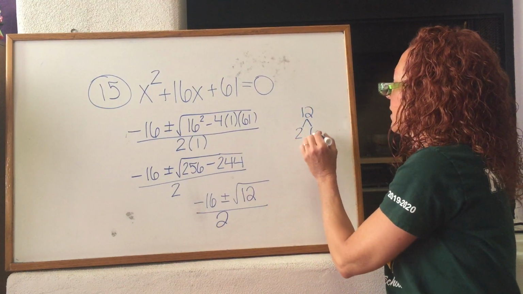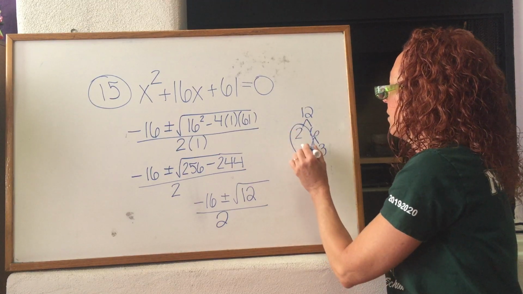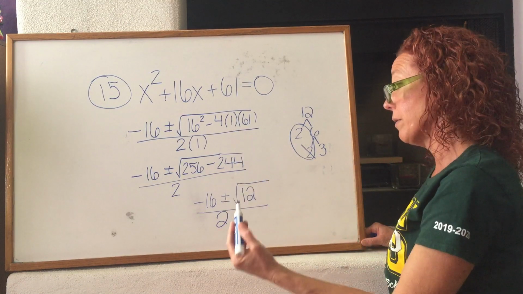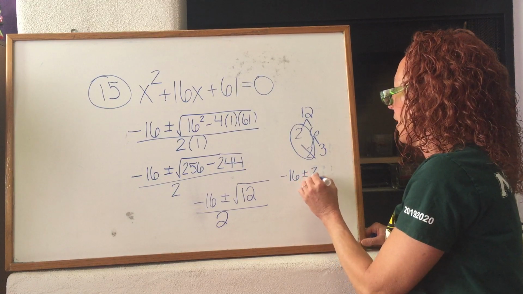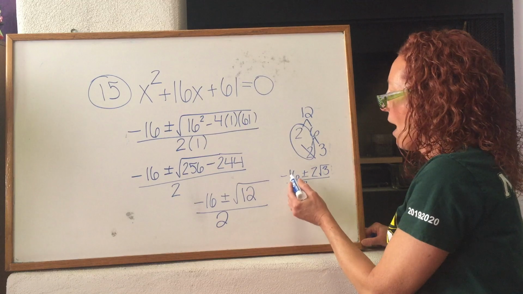12 is 2 and 6. 6 is 2 and 3. We have a pair of 2's. One of them cancels. Remember, whatever is circled comes out of that radical. So we have negative 16 plus or minus 2 radical 3 over 2.